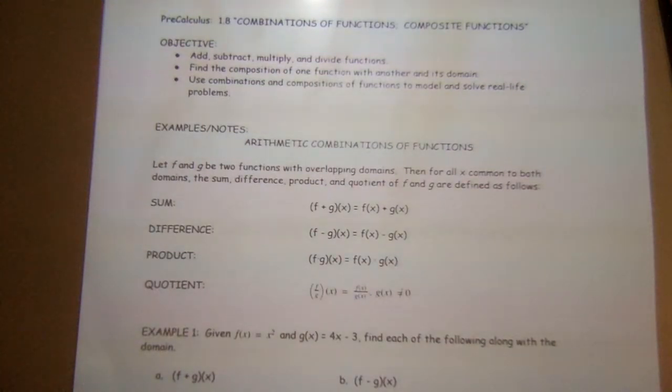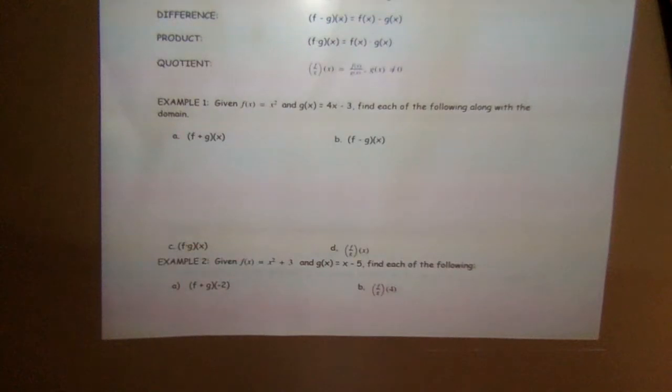And basically, there are two functions with overlapping domains. If we want to find the sum, we add them, we subtract them, we multiply them, we divide them. So let's look. This is just a quick review of composition functions. It might be written a little bit different, but f plus g means add the two functions together.